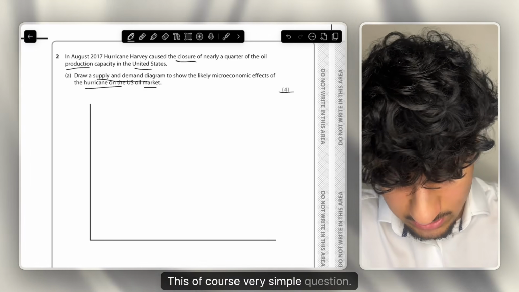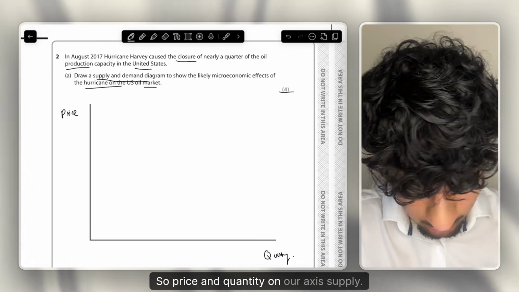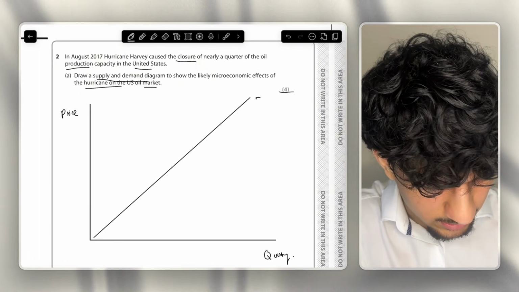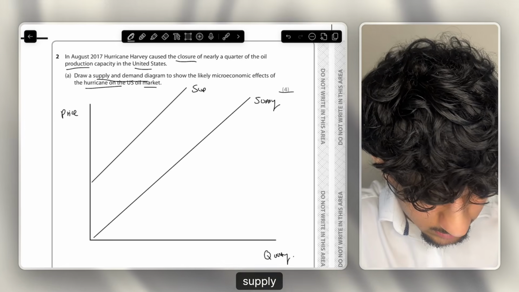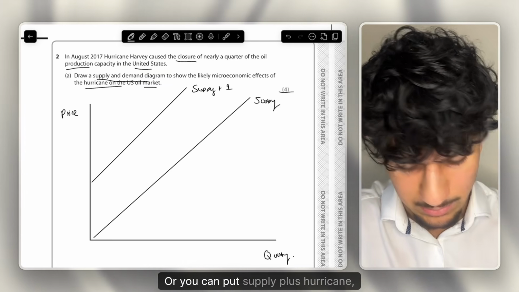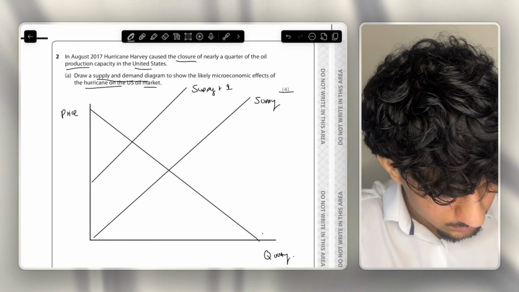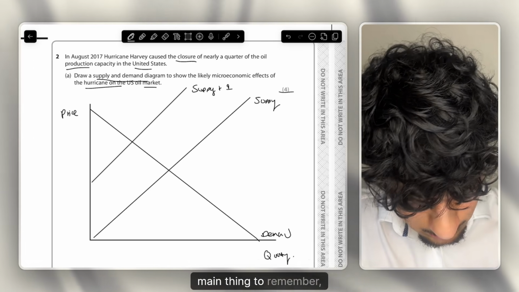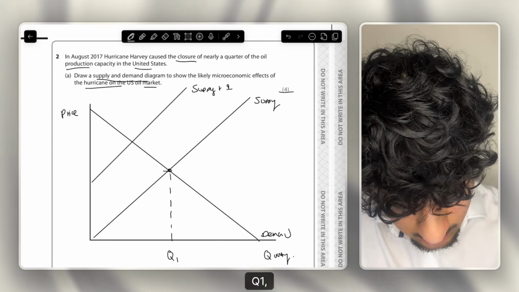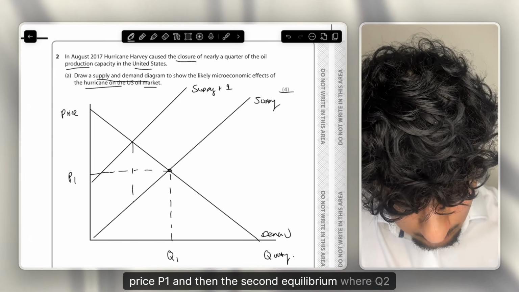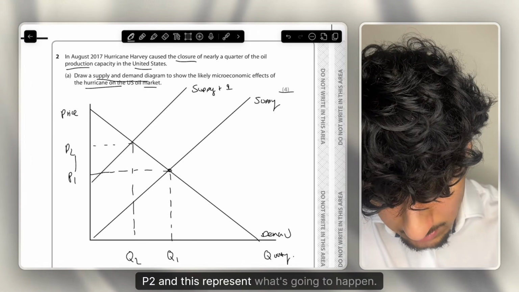This is, of course, a very simple question, so let's make sure we don't drop any stupid marks. So price and quantity on our axis, supply, shifting to supply plus 1, or you can put supply plus hurricane, whatever you want to name it. Then we have our demand curve, of course, demand. Main thing to remember, label up the two equilibriums. So this is, of course, the first equilibrium, we have Q1, we have price P1, and then the second equilibrium, we have Q2, and now P2, and just represent what's going to happen.